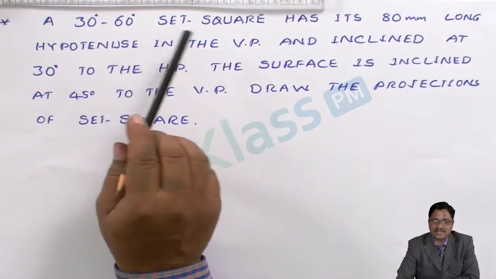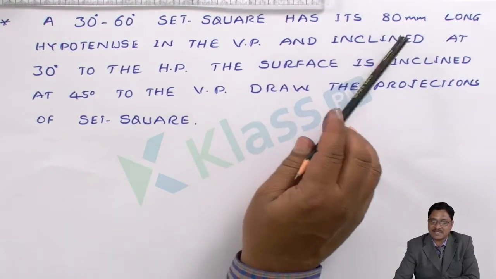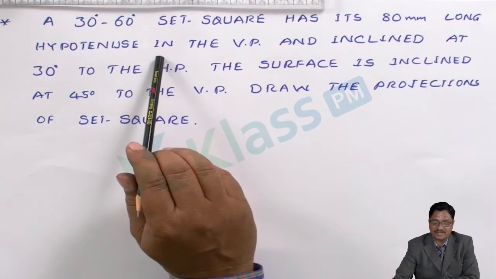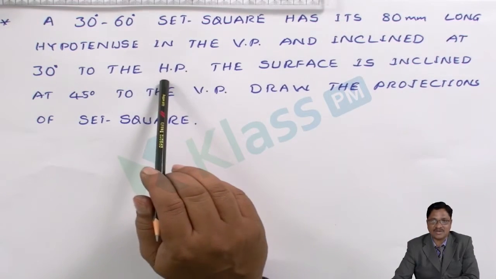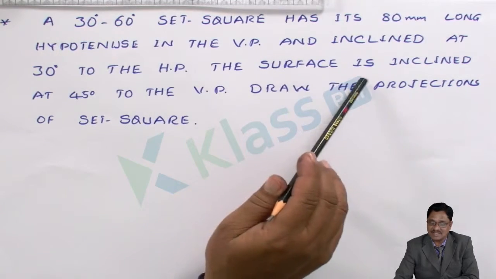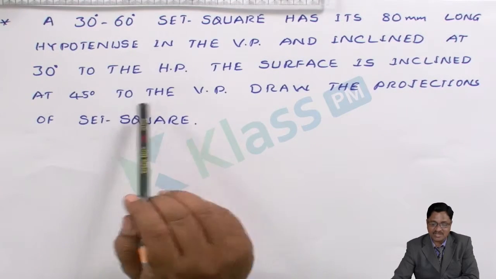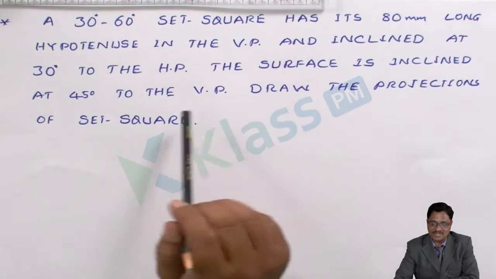A 30 degrees 60 degrees set square has its 8 mm long hypotenuse in the vertical plane and inclined at 30 degrees to the horizontal plane. The surface is inclined at 45 degrees to the vertical plane. Draw the projections of the set square.